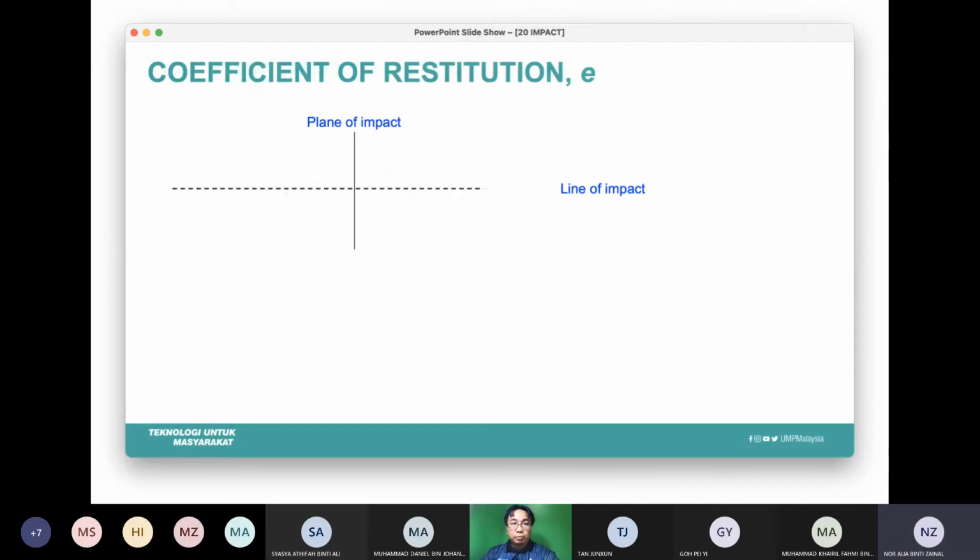Next we move on to the coefficient of restitution. Apa maksud coefficient of restitution?